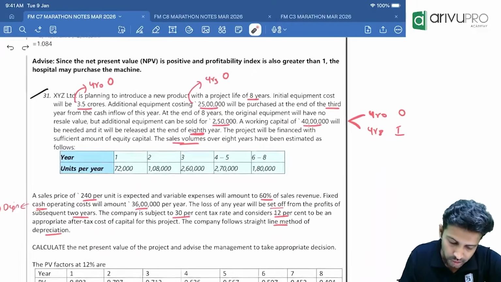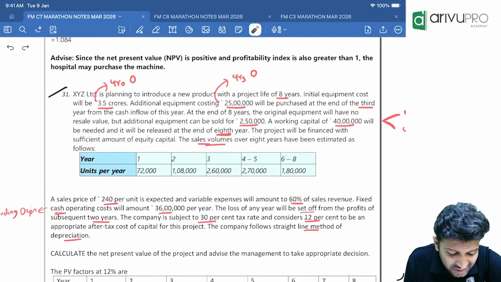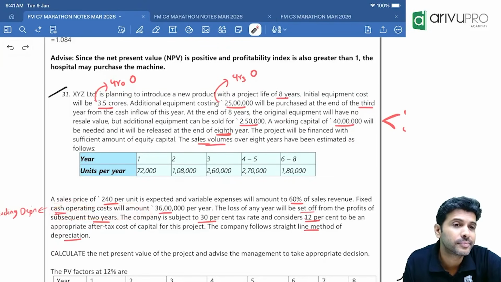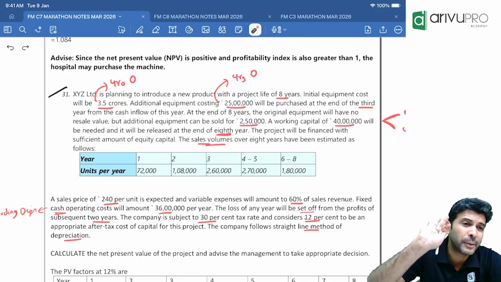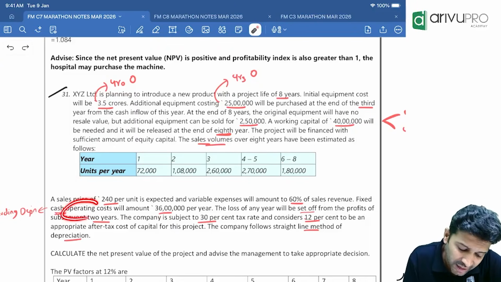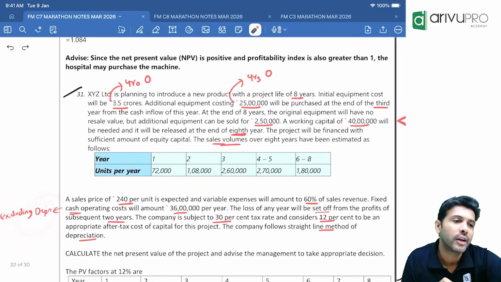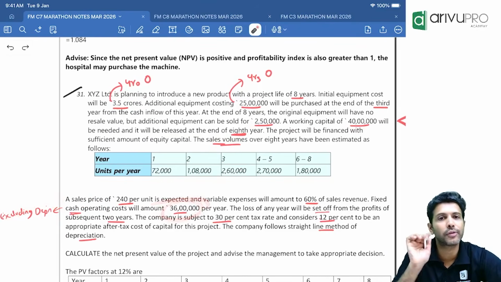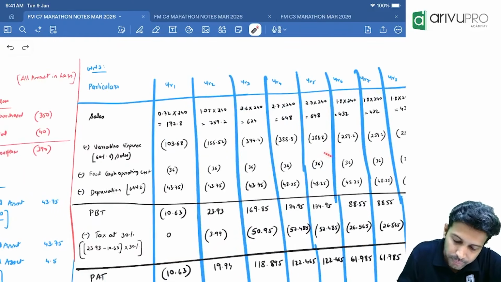Where is it? The people did not say fixed cost. They said fixed cash operating cost. The keyword there is cash. Fixed cash operating cost means depreciation is included or excluded here? Depreciation is a non-cash expenditure and here they told fixed cash operating cost is 36 lakhs. So depreciation here is included or excluded? Excluded. Excluding depreciation, your fixed cost every year is 36 lakh. So bring in that 36 lakh.